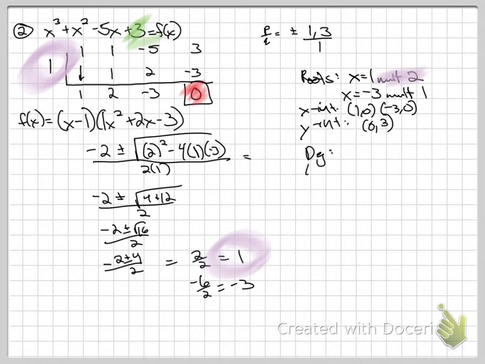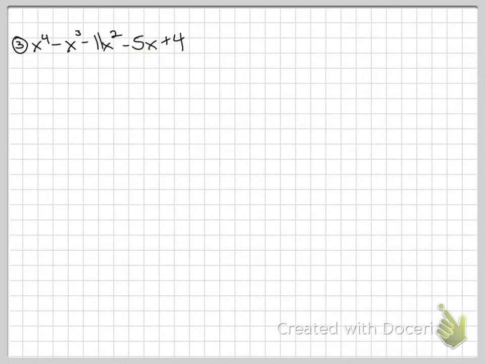Degree, leading coefficient, and behavior. Degree is 3, leading coefficient is 1. Odd positive looks like this. Okay, now see if you can do number 3 on your own. Here's number 3.